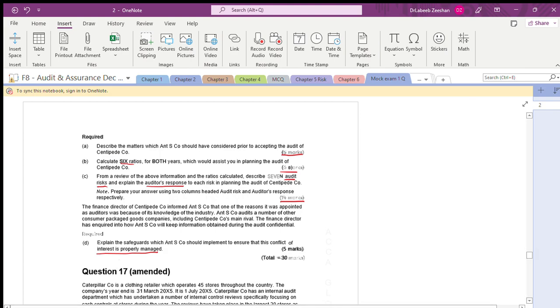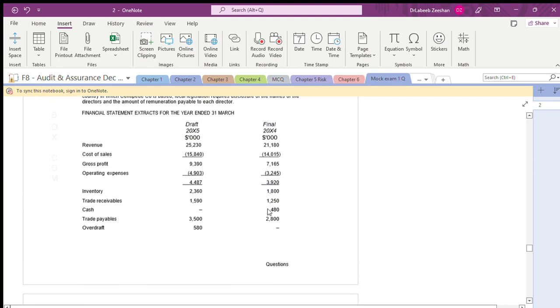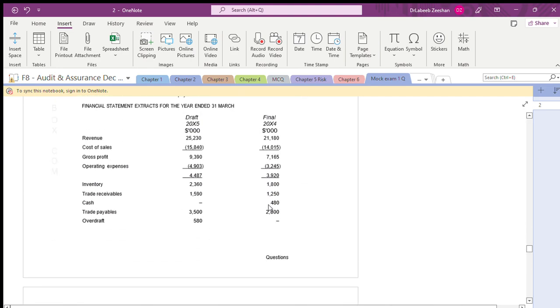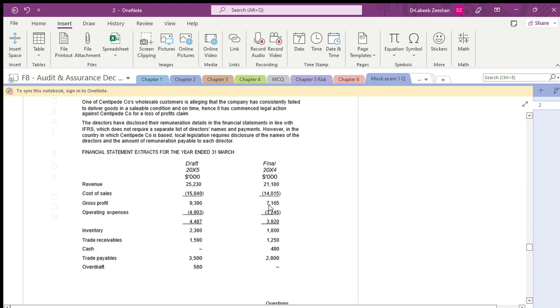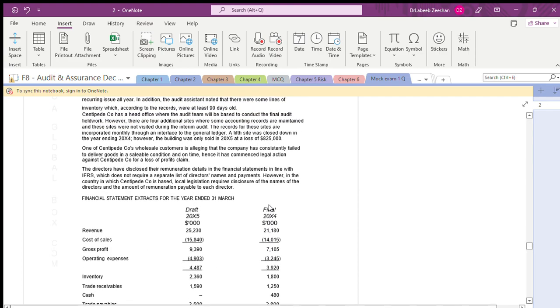First, we will see what they are asking us. What is the scenario? They gave you the ratio analysis. Keep it in mind, you need to remember the formulas for ratio analysis. There is no other option for us.